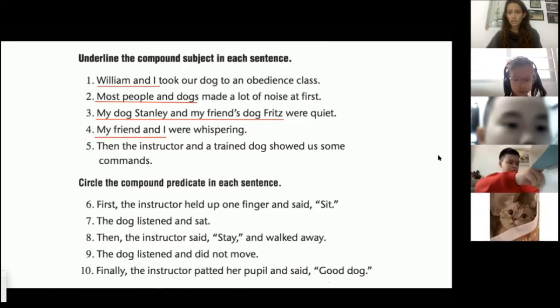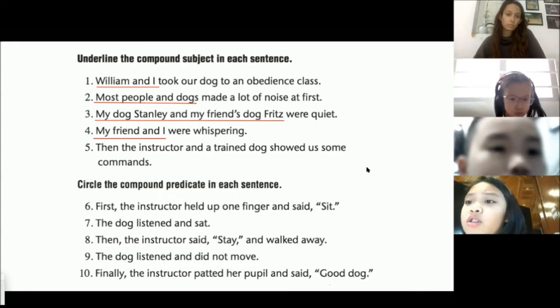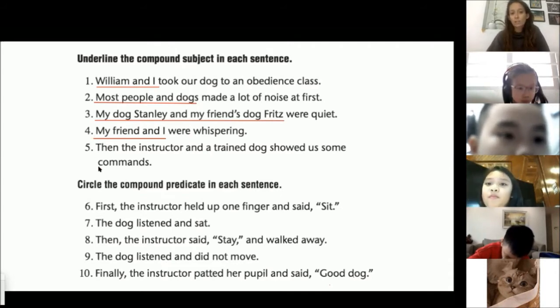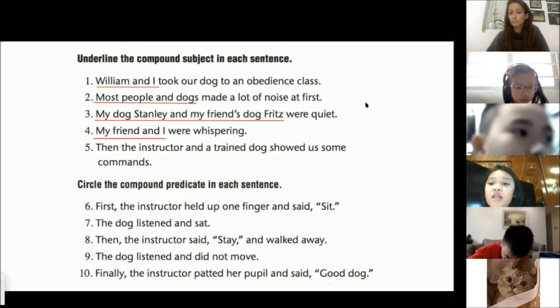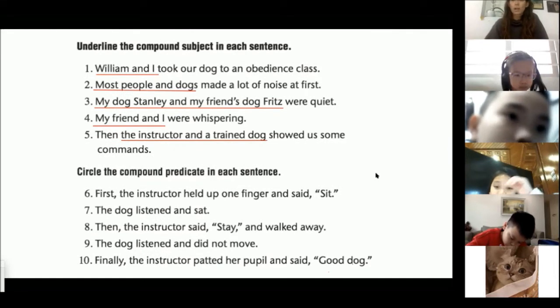All right, Nana, number 5. Let me read the full sentence first. Then the instructor and the trained dog showed us some commands. Okay, and what's our compound subject? Then the instructor and a trained dog. Okay, is then part of the subject? That's a linking word, right? Okay, so we'll say the instructor and a trained dog is our subject here. We're not going to include the word then. Okay, so those are our compound subjects.